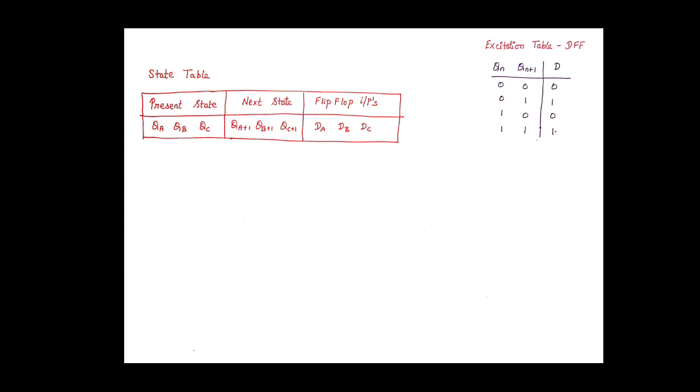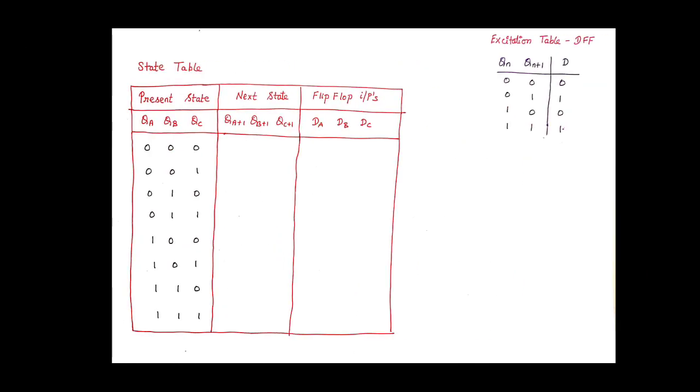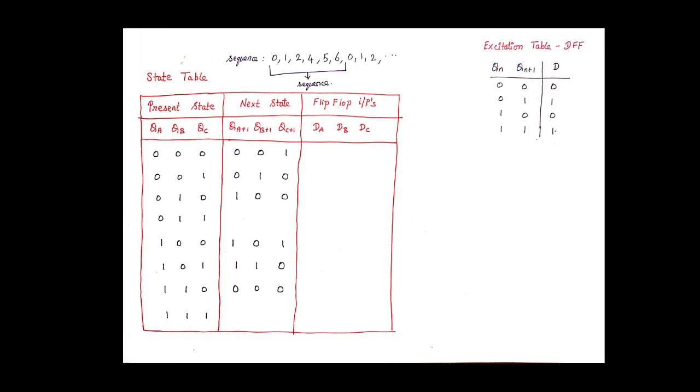How many flip flops are there? 3 flip flops. Therefore how many cases are possible? 8 cases are possible in the present state. Now we have to remember our sequence order. What is our sequence order? 0 1 2 4 5 6. Therefore I have to fill this in now. 0 1 2 4 5 6, correct? Again 0 1 2 4 5 6 is going to be repeated. We are going to consider only one sequence, right?